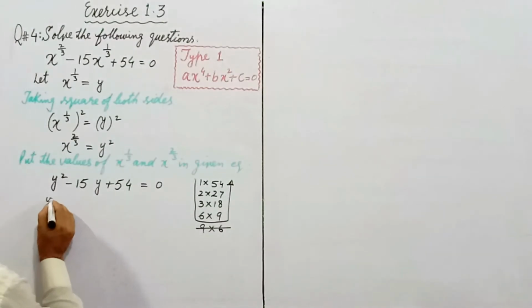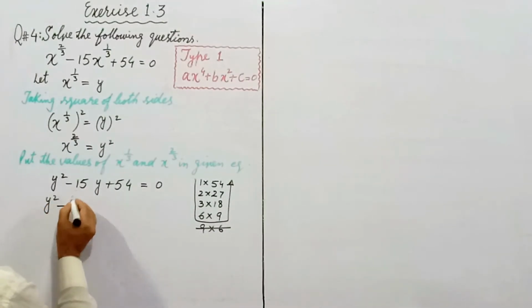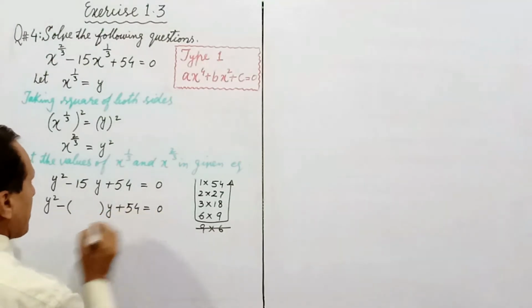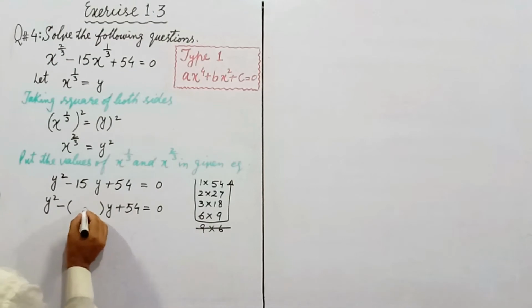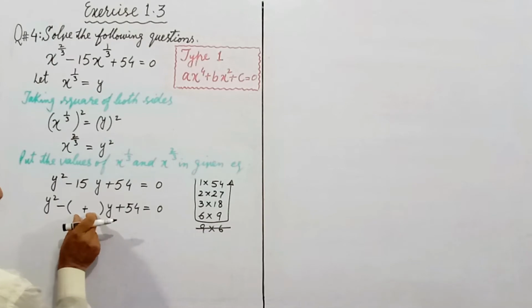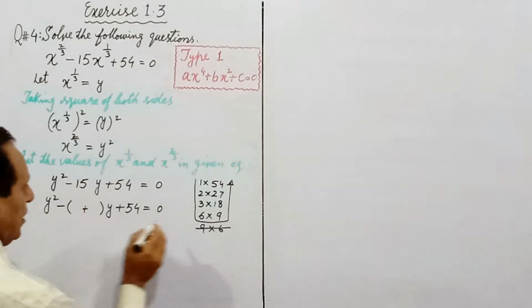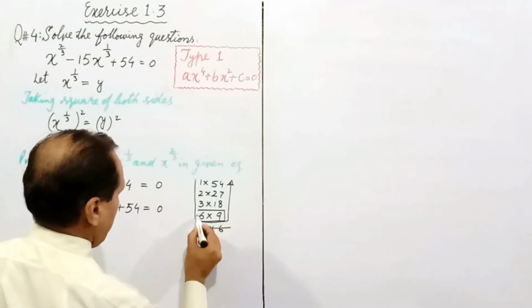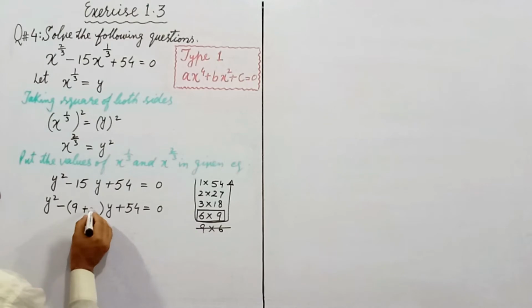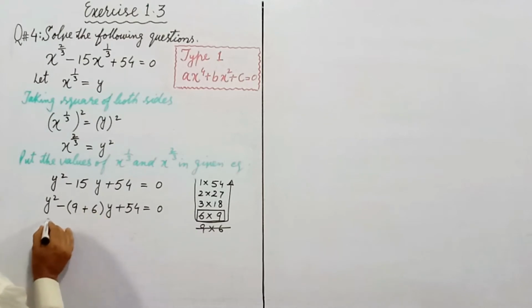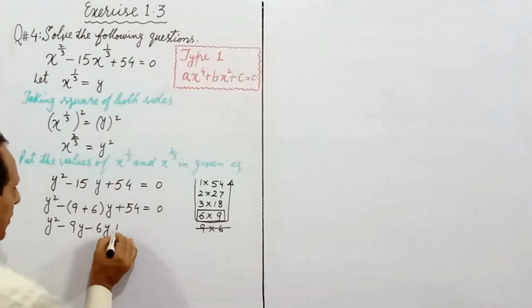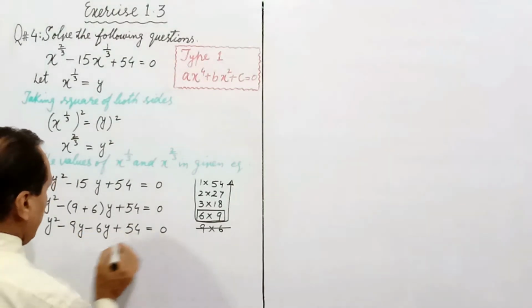Now we write y square minus, in place of 15 we put brackets, the last term sign, plus, we put in the middle of these brackets. Now we need two numbers which give us the sum 15, and that is the pair 9 and 6. We write the greater number first and the smaller number after it. Now we open the bracket: y square minus 9y minus 6y plus 54 is equal to 0.